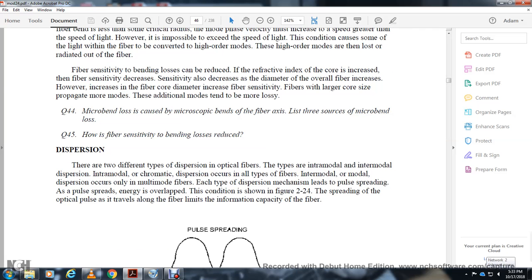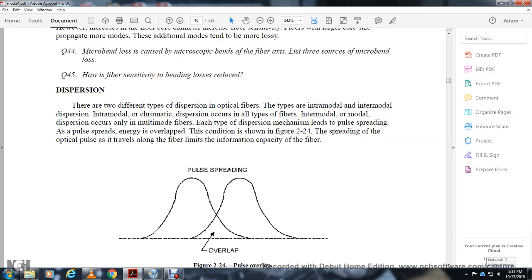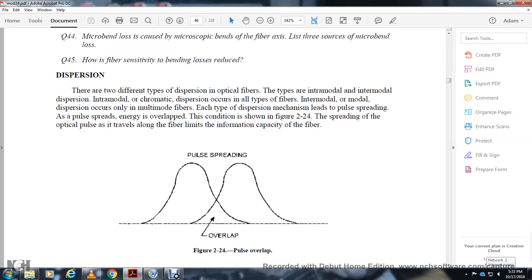Dispersion. There are two different types of dispersion in optical fiber: intramodal dispersion, also called chromatic dispersion, which occurs in all types of fiber, and intermodal dispersion, which occurs in multimode fibers. Each dispersion mechanism causes the pulse to spread, and the spread pulse energy overlaps, the condition shown in figure 2-24. Spreading of the optical pulse as it travels along the fiber limits the information capacity of the fiber.